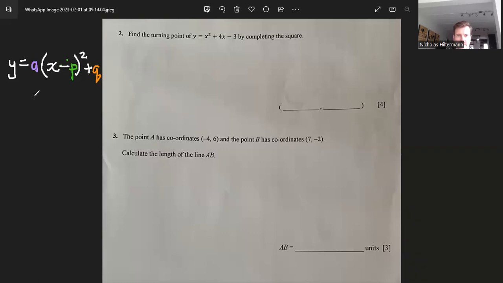And once you've got this equation, it tells you that the turning point would be p and q. So notice that there's a minus in front of the p, and then the q is just positive. So whatever our p is, so say you had plus 2, it was your p. Your p would be minus 2. If you had minus 2 as your p, then your p would be 2.